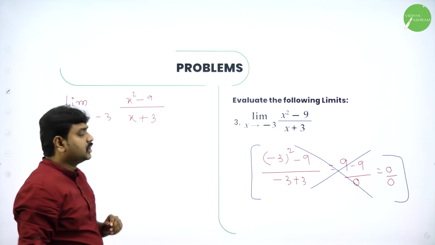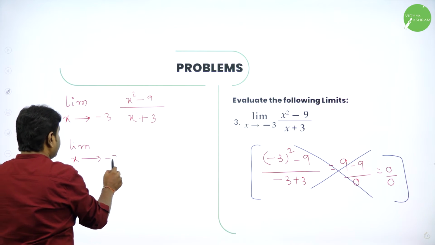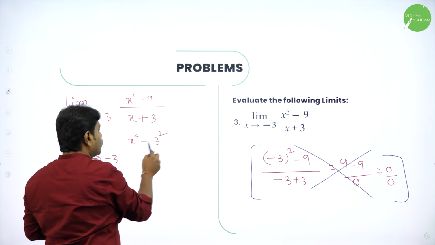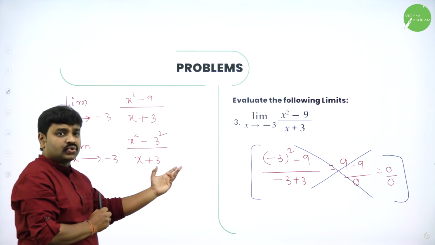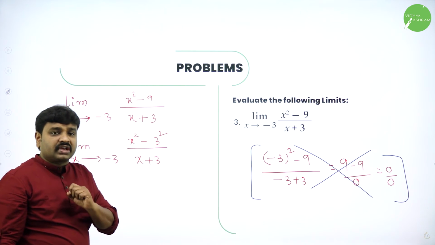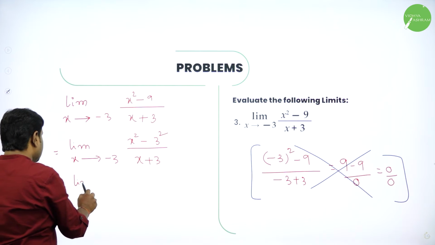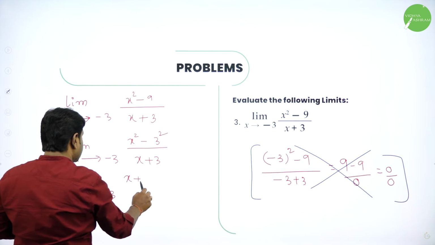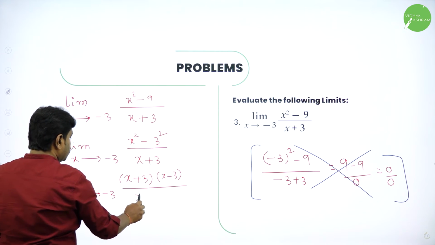Now simplify. How to simplify? We will factorize. So limit x tends to minus 3, let it be. In the numerator, can I write x square minus 9 as 3 square, divided by x plus 3? Do you agree? Now I wrote 9 as 3 square. Now it is in the form of a square minus b square. All of you know a square minus b square can be written as a plus b into a minus b.